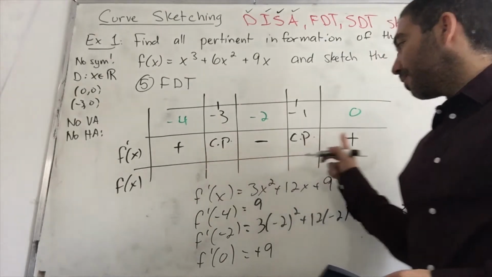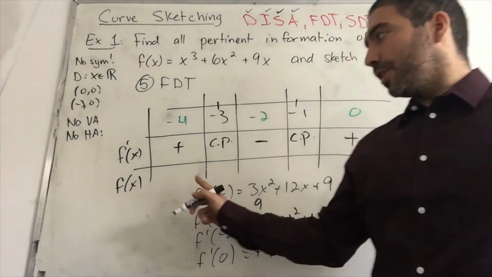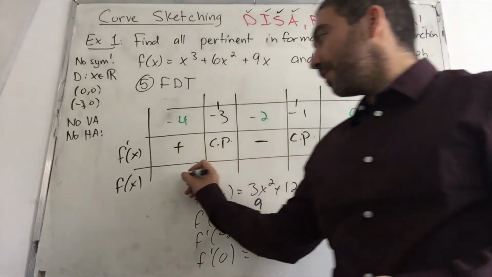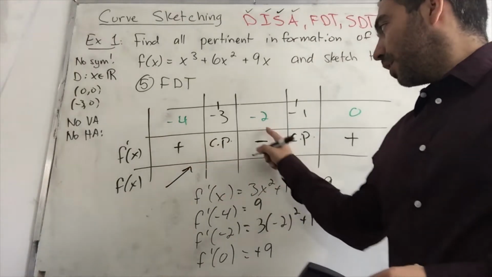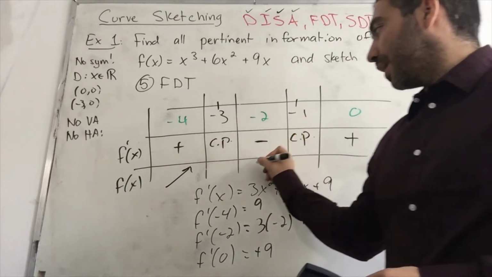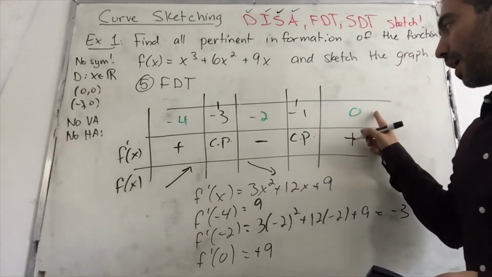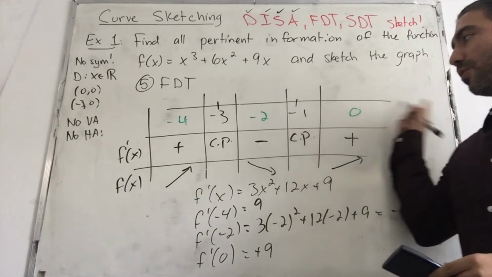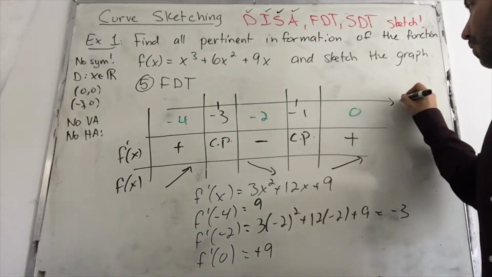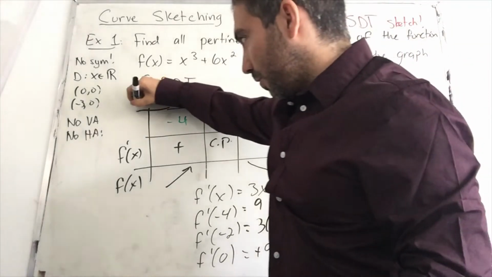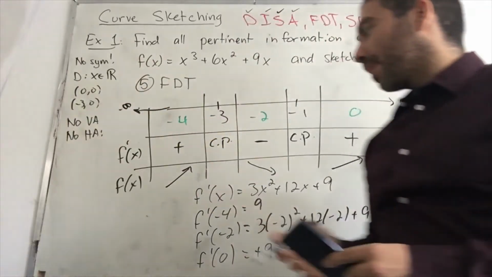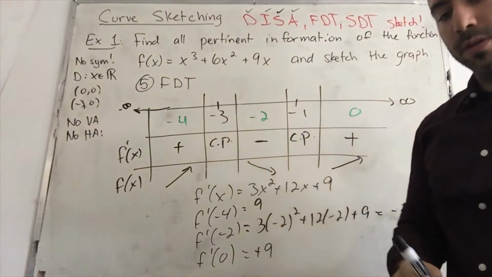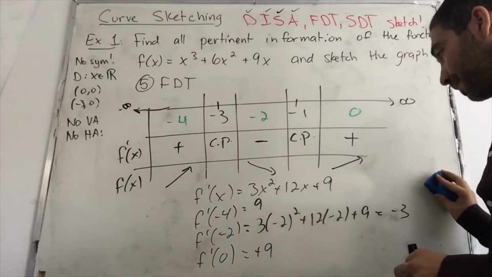So we got positive, negative, positive, which means for the original function, because the first derivative is positive, the function is going to be increasing. After that, in between -3 and -1, it's going to be decreasing. And then after that, it's going to be increasing on the interval from -1 to positive infinity. This is our number line. This goes to infinity, and this one goes to negative infinity. So let's write down the information that we have.